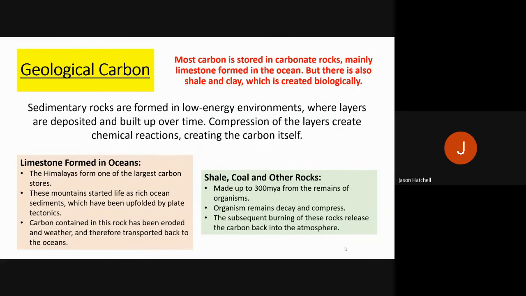We've also got shale, coal, clay, and other forms of rock, and these are made up to 300 million years ago from the remains of organisms, and organism remains decay and compress, just like any other type of limestone rock. The subsequent burning of these rocks, for example the burning of coal, releases that CO2 or carbon back into the atmosphere.